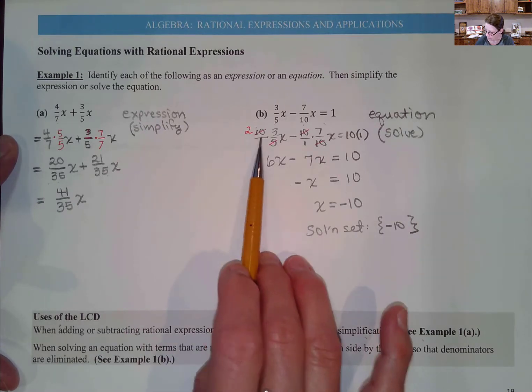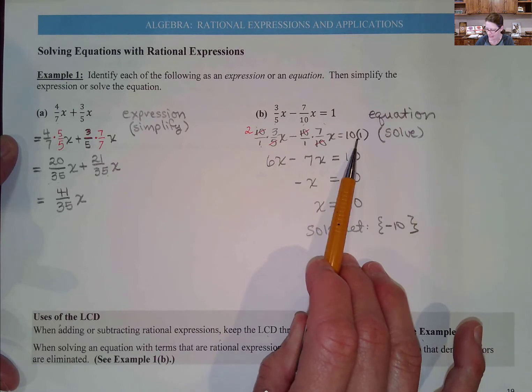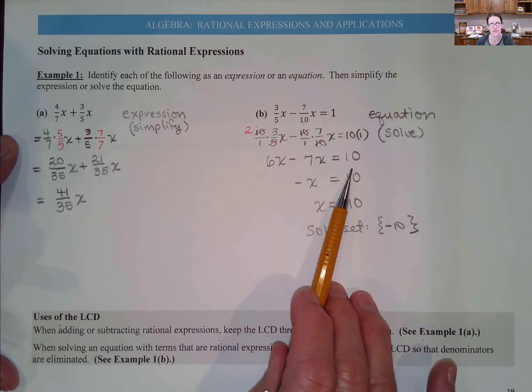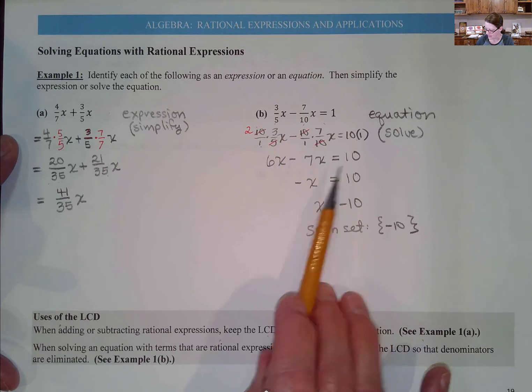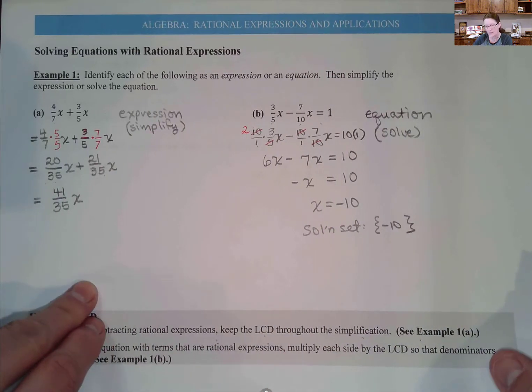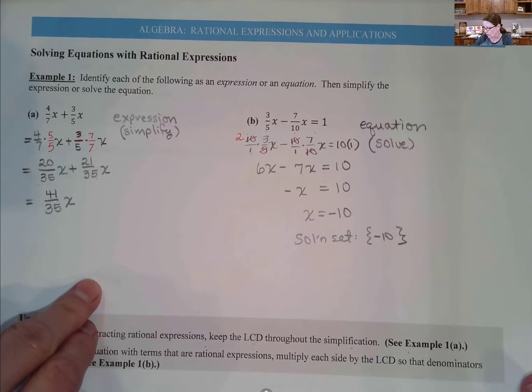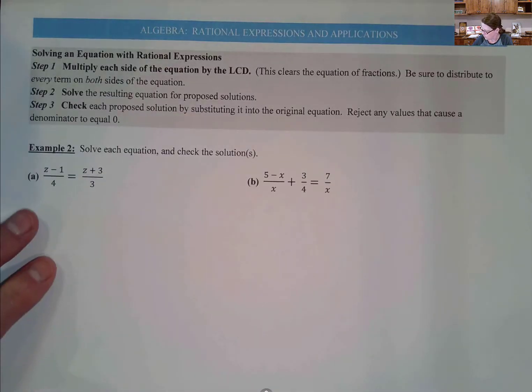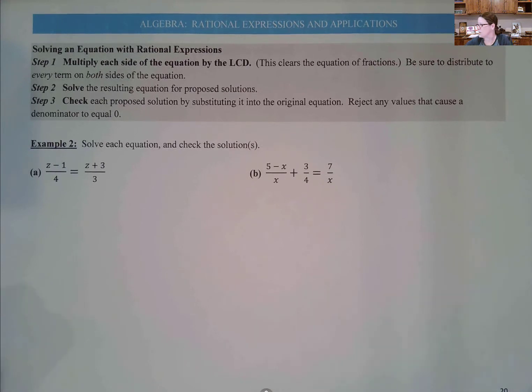We multiplied every term on both sides by 10 and divided out those denominators, okay, eliminating fractions. And then we solved the resulting equation. Okay, so keep in mind, we simplify expressions, we solve equations, and we generally can recognize those equations because we see an equal symbol in there. Now for the rest of our time in this video, we're going to solve some equations with rational expressions.